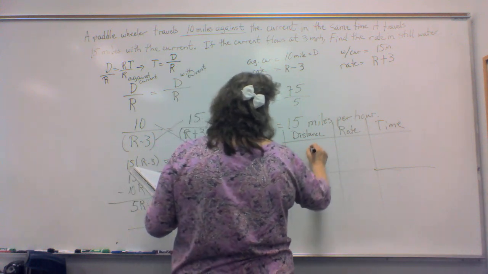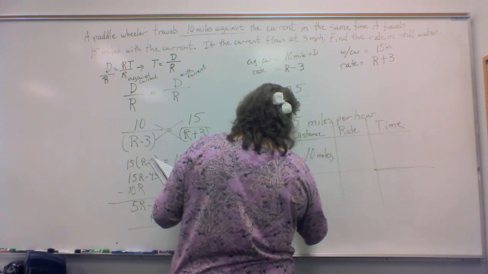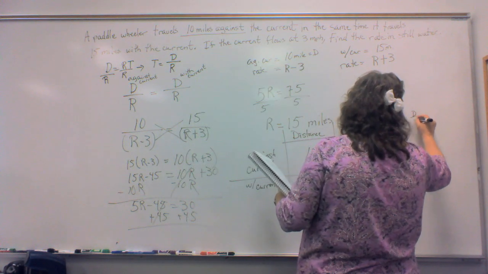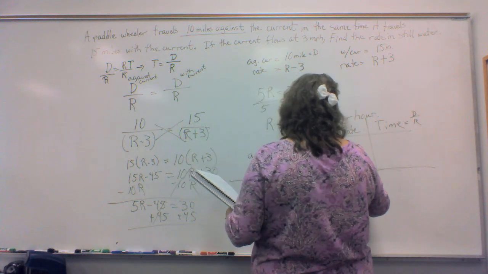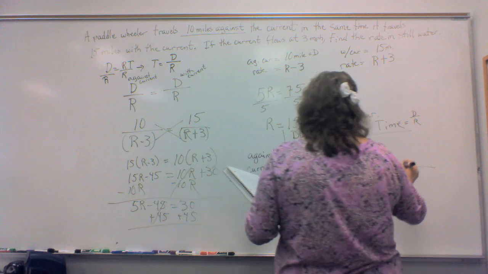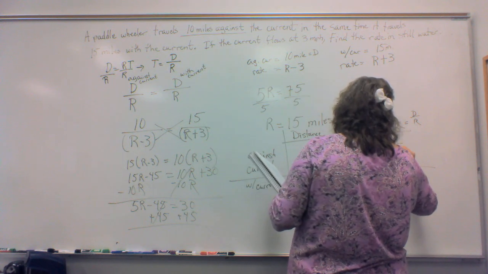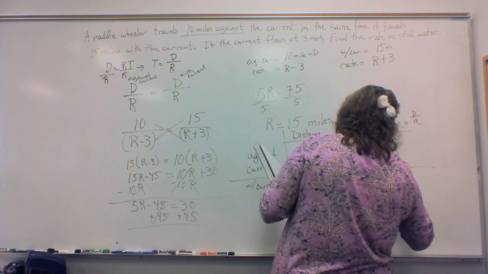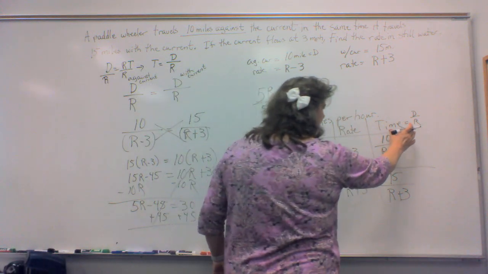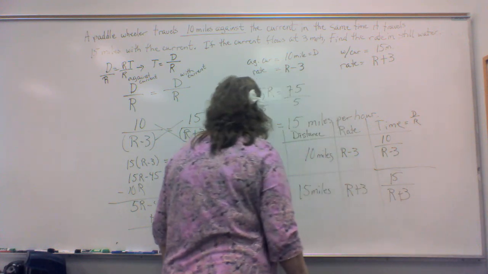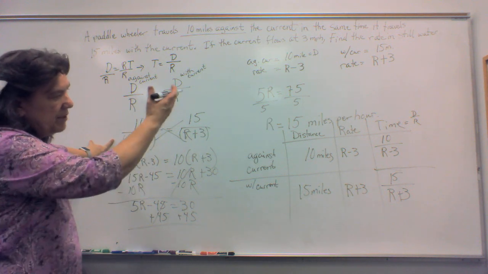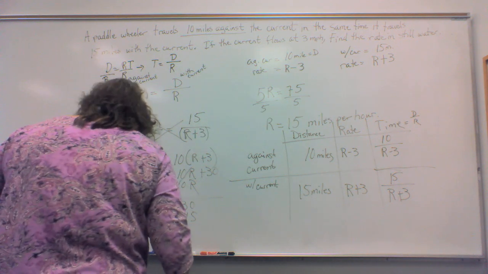Okay, my distance against current was 10 miles. With current is 15 miles. And remember, your time is equal to distance divided by rate. So my rate against the current is r minus 3. My rate with the current is r plus 3. Now, 10 divided by r minus 3 and 15 divided by r plus 3. I don't know which is easier to do, but since time is equal, this one is equal to this one. And you end up with the exact same equation, as you can tell, as we had here. But some people find a chart easier to put the information in. So there's a chart possibility for you.